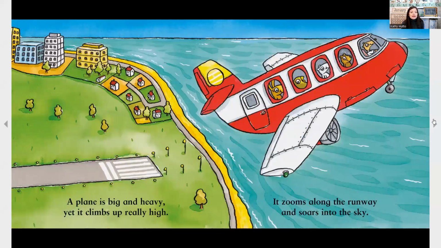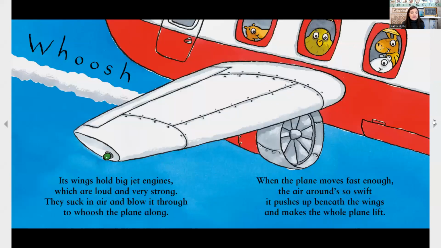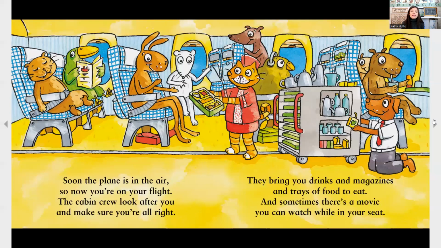A plane is big and heavy, yet it climbs up really high. It soars along the runway and soars into the sky. Its wings hold big jet engines, which are loud and very strong. They suck in air and blow it through to whoosh the plane along. When the plane moves fast enough, the air around so swift, it pushes up beneath the wings and makes the whole plane lift. Soon the plane is in the air, so now you're on your flight.